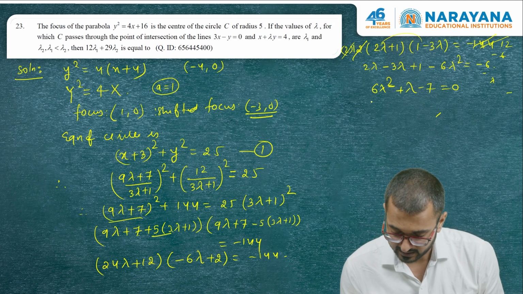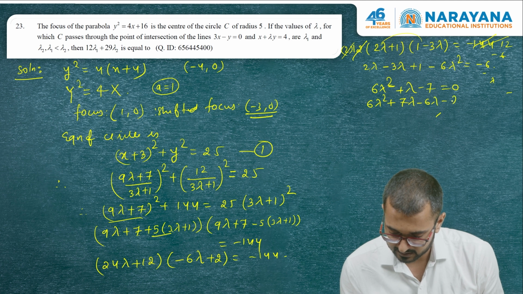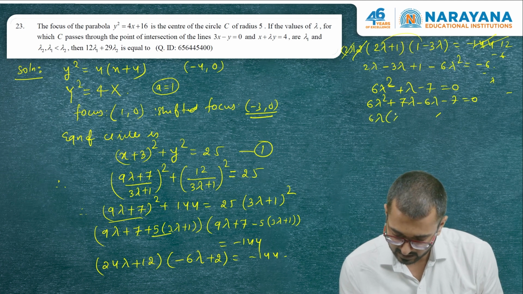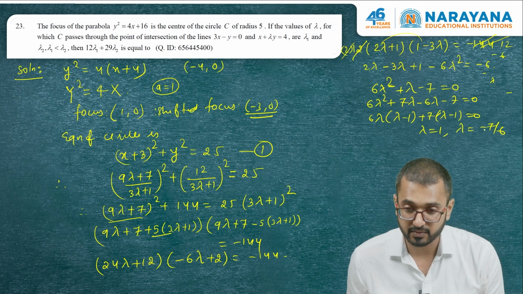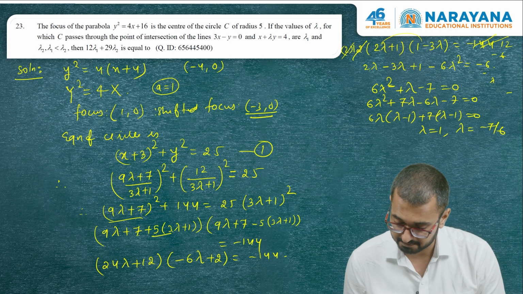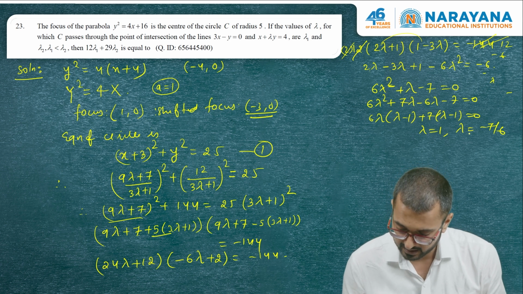So now you can get the factors. 6 lambda square plus 7 lambda minus 6 lambda minus 7 is equal to 0. So lambda, 6 lambda will take common, lambda minus 1, and then plus 7 into lambda minus 1 equal to 0. So lambda equal to 1 or lambda equal to minus 7 by 6. They want lambda 1 to be less than lambda 2. That means minus 7 by 6 should be my lambda 1 and lambda 2 should be 1.